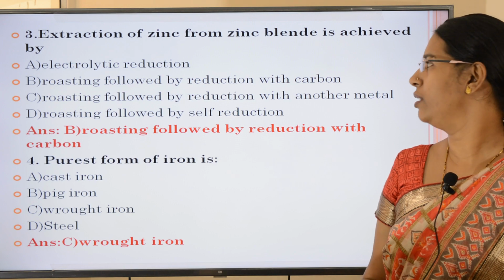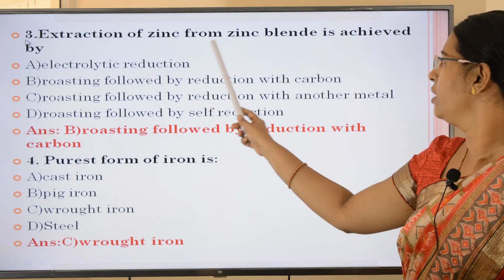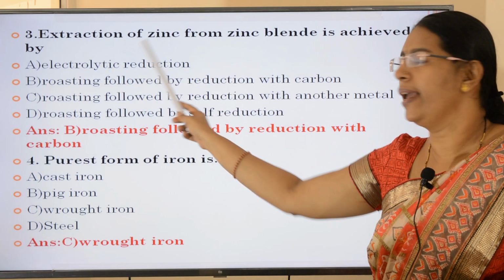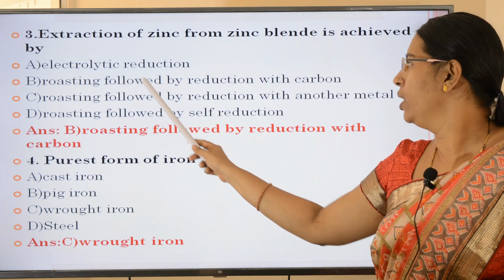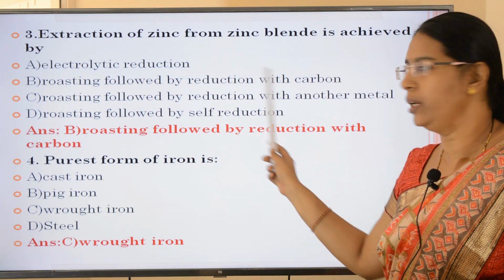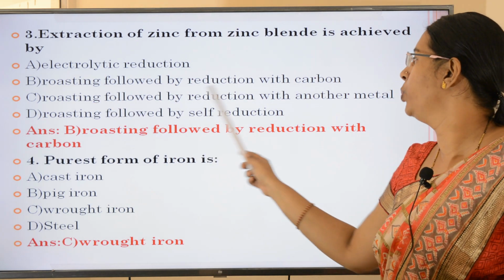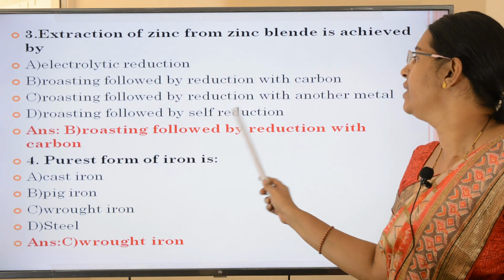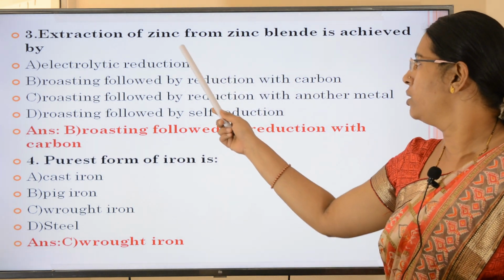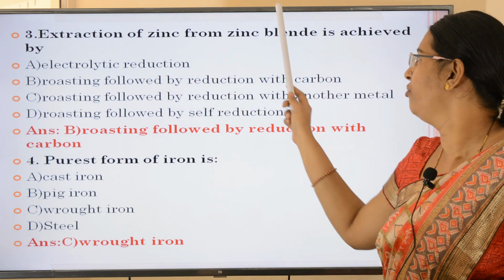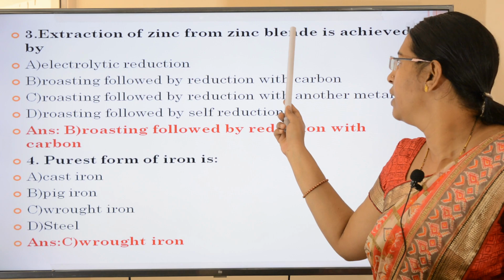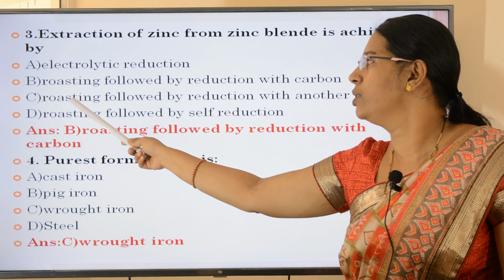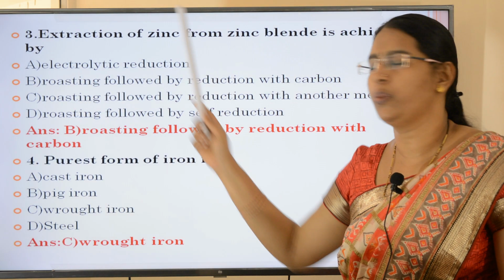Students, the next question is, the extraction of zinc from zinc blende is achieved by, option A, electrolytic reduction, option B, roasting followed by reduction with carbon, option C, roasting followed by reduction with another metal, and option D, roasting followed by self-reduction. So the question is about the extraction of zinc from zinc blende, that is ZnS. It can be extracted by, first step, roasting, which is given in the 3 options.